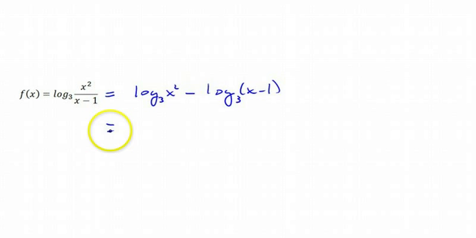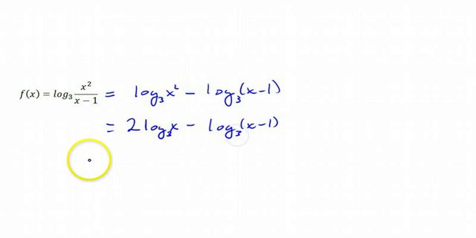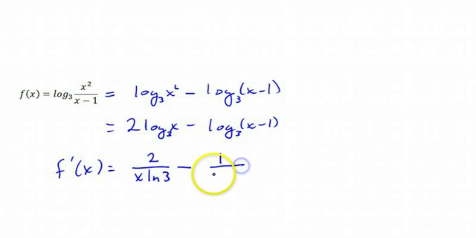Alright, now let's say you're faced with this. Now this looks like it's going to be a chain rule with a quotient rule inside it, and it could be a real mess. But use the laws of logarithms to your advantage. Let's split this up into the log of x squared base 3 minus the log of x minus 1 base 3. And then this 2 here can come around front. And now we're ready to take the derivative. So that's going to be 2 over x natural log of 3 minus 1 over x minus 1 natural log of 3.